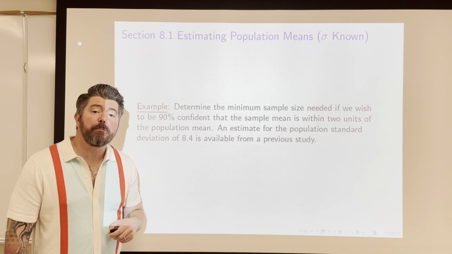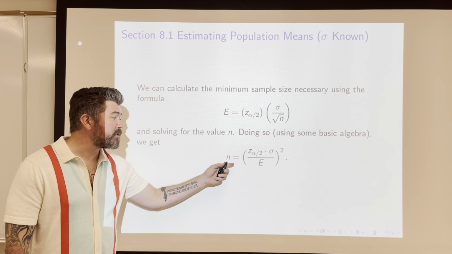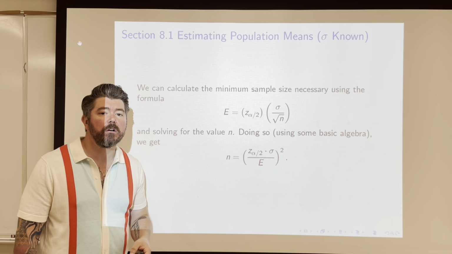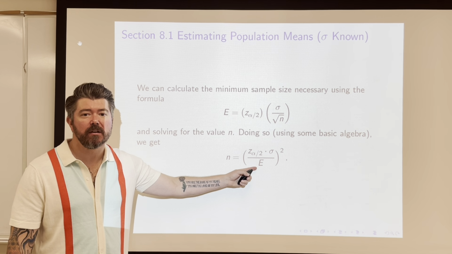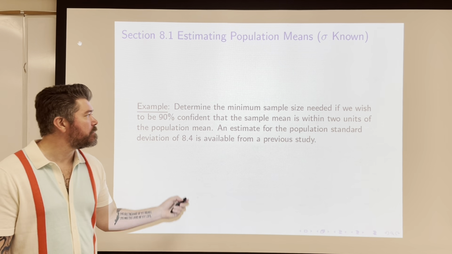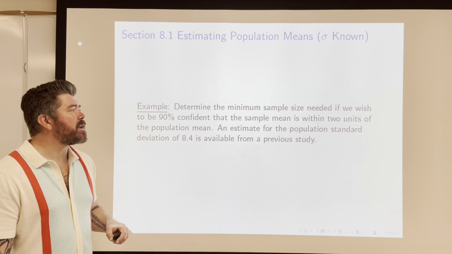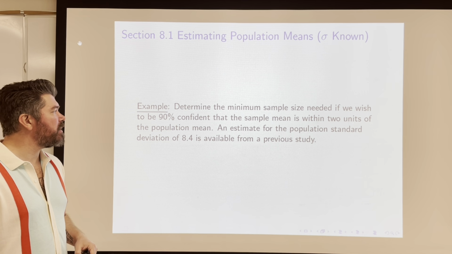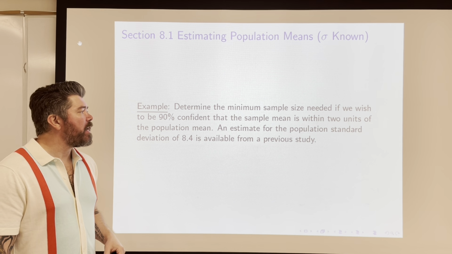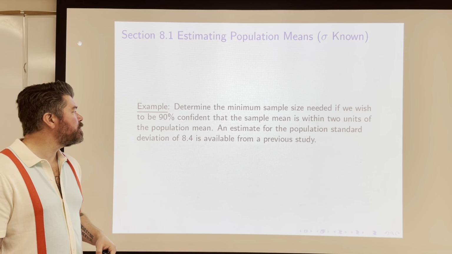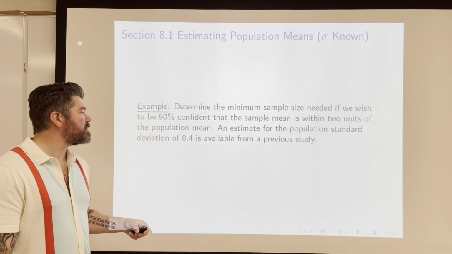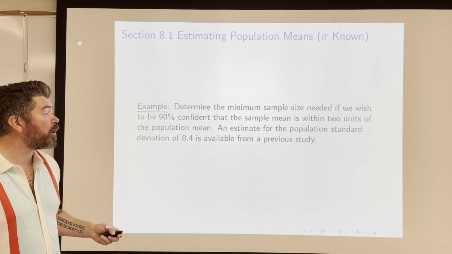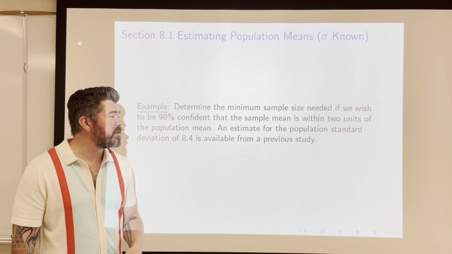Let's look at an example using this formula. Again, this formula is on our exam 4 formula sheet, so you don't have to remember how to solve this to get this. It is given to us. Determine the minimum sample size needed if we wish to be 90% confident that the sample mean is within 2 units of the population mean. An estimate for the population standard deviation of 8.4 is available from a previous study.